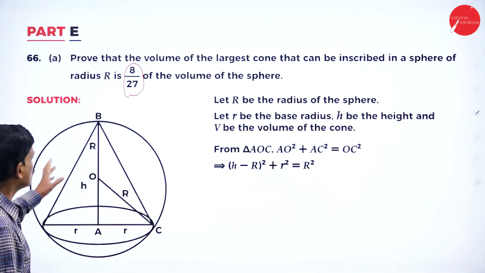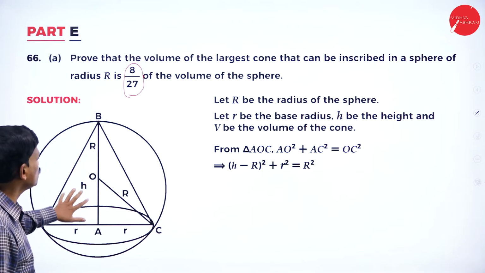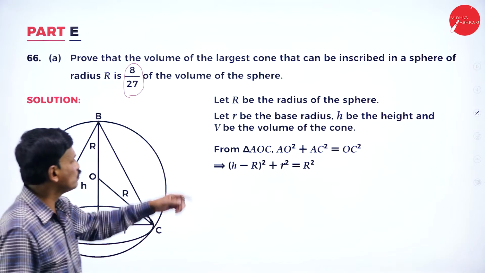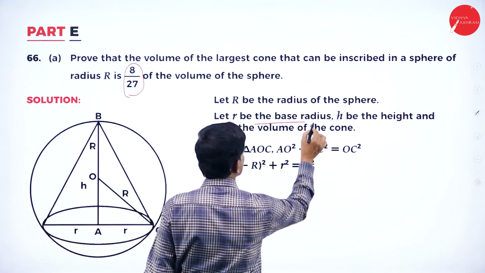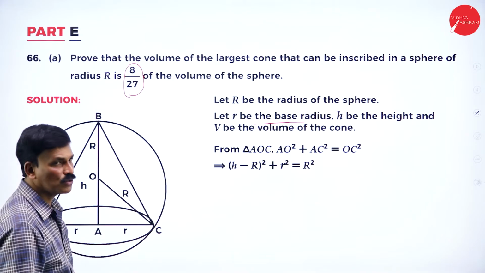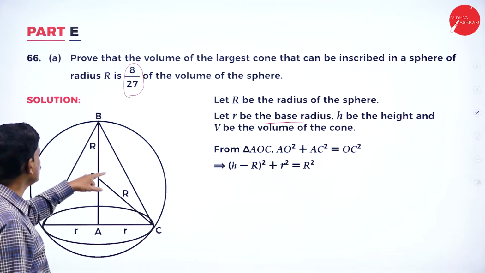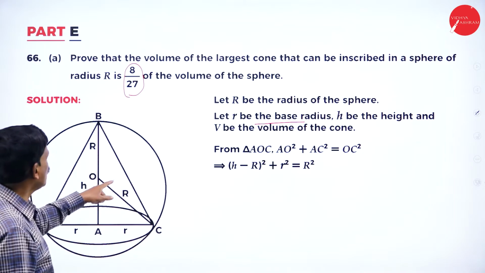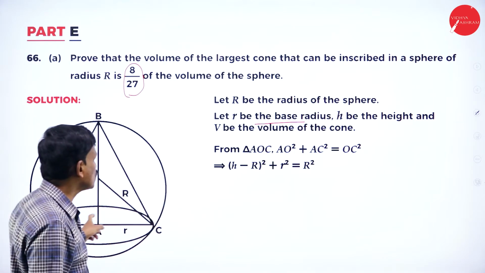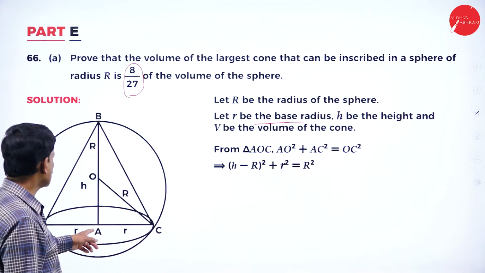Let us consider a circle of radius R. OB is equal to R, the radius of the sphere. Let small r be the radius of the base, h the height and V the volume of the cone. See here, let us consider a cone, where OB is equal to R is the radius of the sphere, small r is the radius of the base, h is the height and V is the volume of the cone. Now let us consider this triangle AOC.